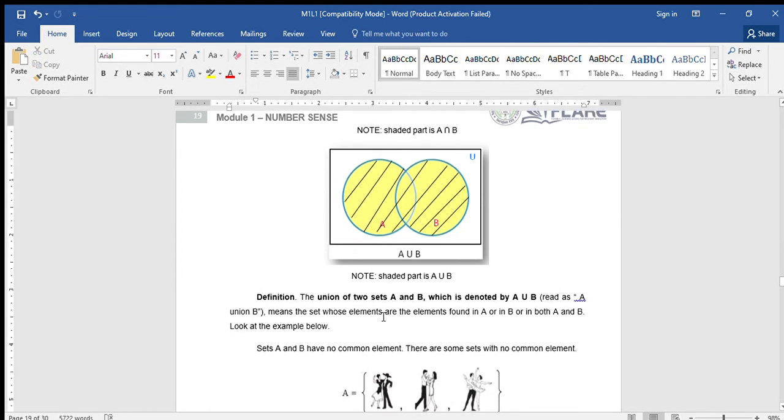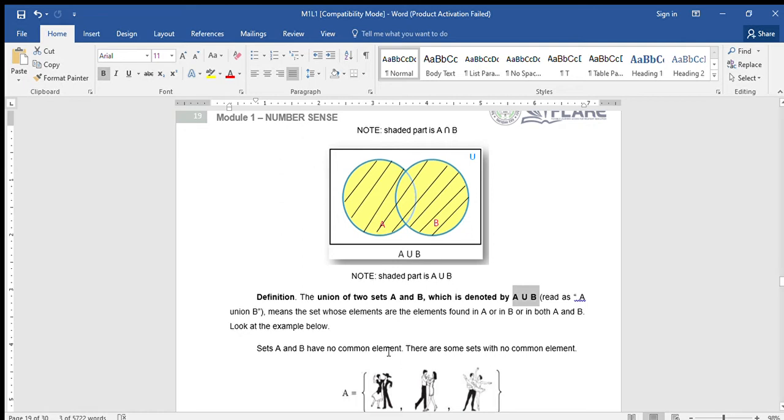Okay, so let's have our definition first. So, the union of two sets, A and B, which is denoted by this one, ang pagbasa ana kay A union B. That is how we read that one. So, A union B means the set whose elements are the elements found in A or in B or in both A and B. So, tanan na mga sets nga naa si A o naa si B, mao na ang gitawag nato na union of two sets A and B.